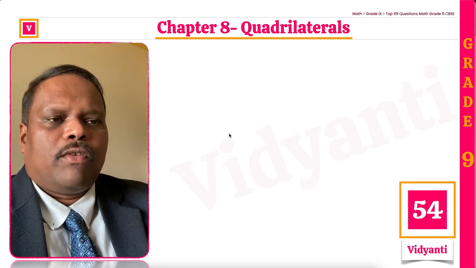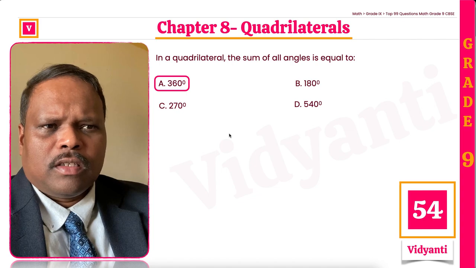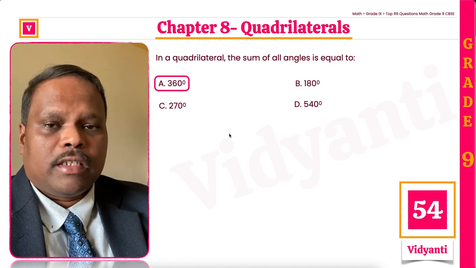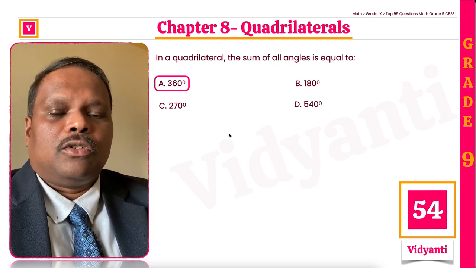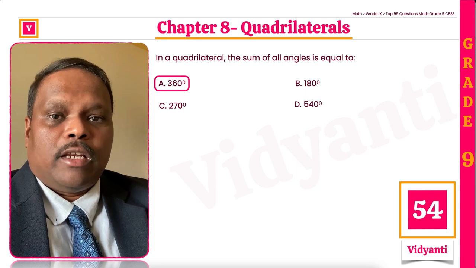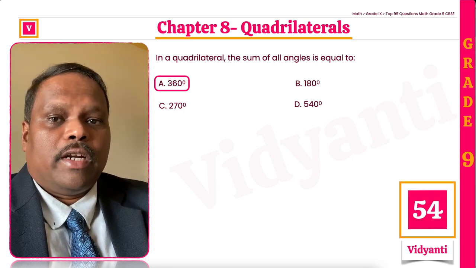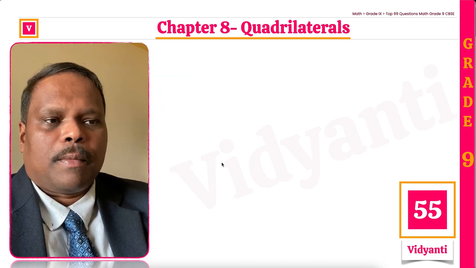Let's go to question 54. In a quadrilateral, the sum of all angles, well, this is 360, quadrilateral has 4 sides. If you subtract 2, that is equivalent to 2 triangles. So remember, an n-sided polygon is n minus 2 triangles. Each triangle is worth 180 degrees, n minus 2 times 180 degrees. So 2 triangles, which is 360 degrees.